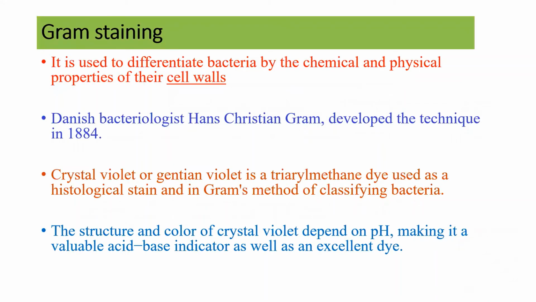Now we are coming to the Gram staining procedure. It is used to differentiate bacteria by the chemical and physical properties of their cell walls. Danish bacteriologist Hans Christian Gram developed the technique in the year 1884. Crystal violet or gentian violet is a triarylmethane dye which is used as a histological stain and in Gram's method of classifying bacteria. The structure and color of crystal violet depend on pH, making it a valuable acid-base indicator as well as an excellent dye.